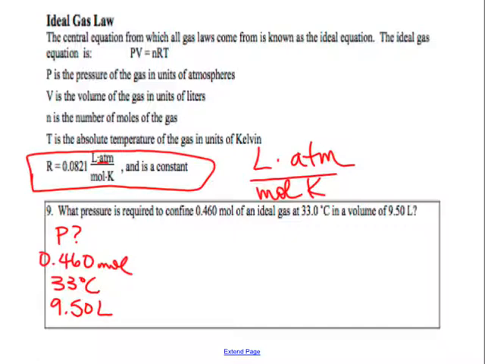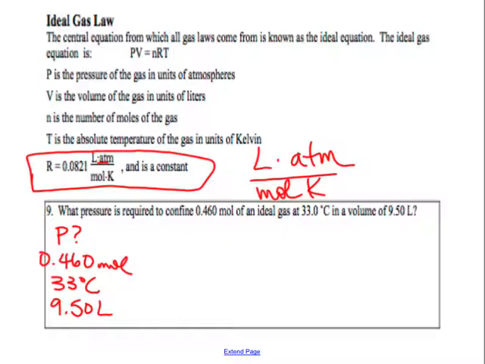We had more than one variable in the combined gas law. Exactly. This set of conditions is one set of conditions. Everything we did yesterday, we were trying to find something out as conditions changed. Y'all see the difference? Okay? So this is just one set of conditions that are not changing.